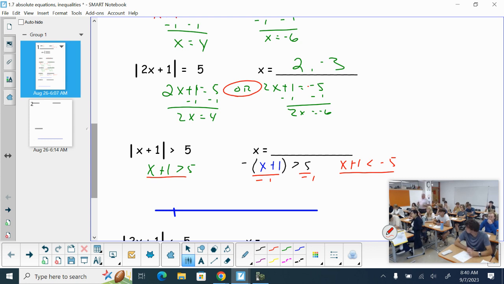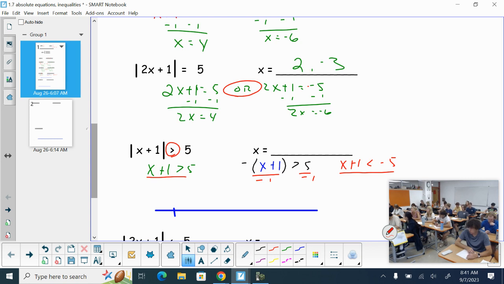Well, when we're dealing with this symbol, which is greater than, what I try to instill and imprint in people's brains is when you're dealing with greater, it is or. When you're dealing with less than, it is and.